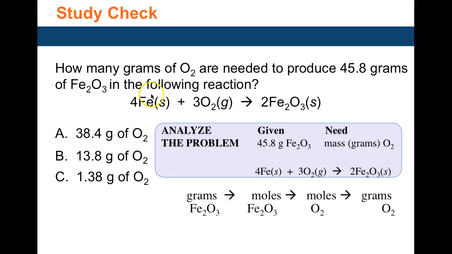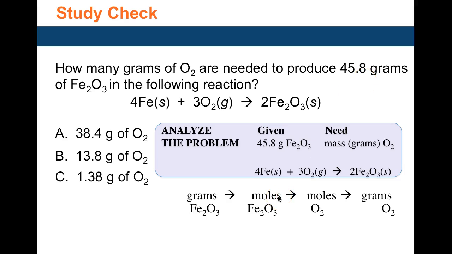How many grams of oxygen are needed to produce 45.8 grams of iron(III) oxide in the following reaction? So you have 45.8 grams of iron(III) oxide. Take the grams of iron(III) oxide and convert it into moles of iron(III) oxide by dividing grams by molar mass.